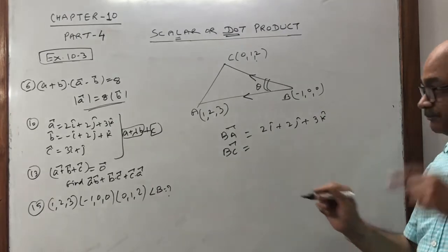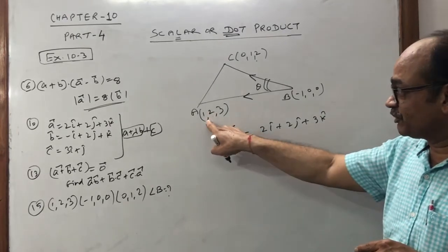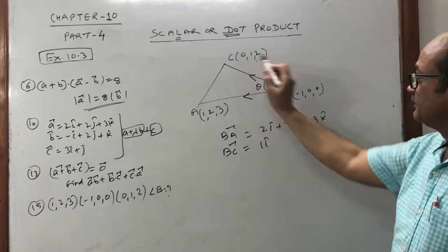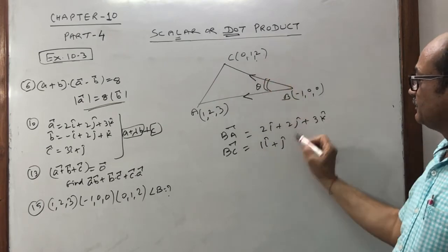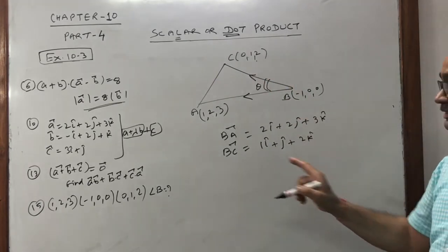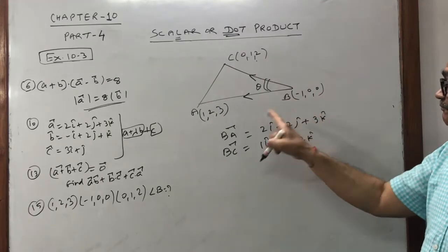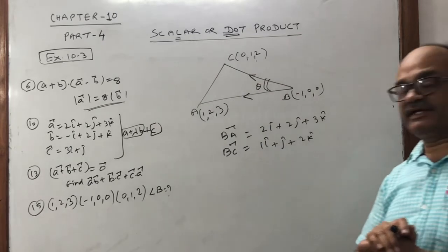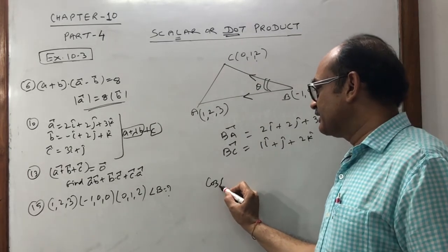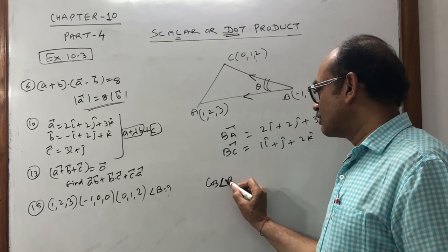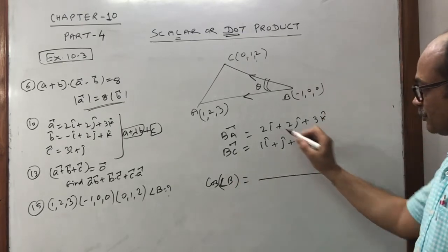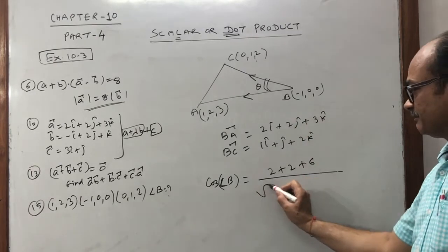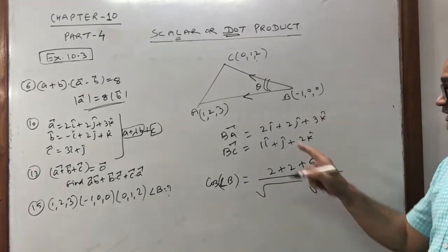Correct? PV of A minus PV of B. What is PV of A? Now BC, C minus B. Check again. C minus B, this minus this, correct? Now we want to calculate angle B. So here we write cos angle B equals the dot product 2, 2, 6, over magnitude of first and magnitude of second. What is magnitude of first?